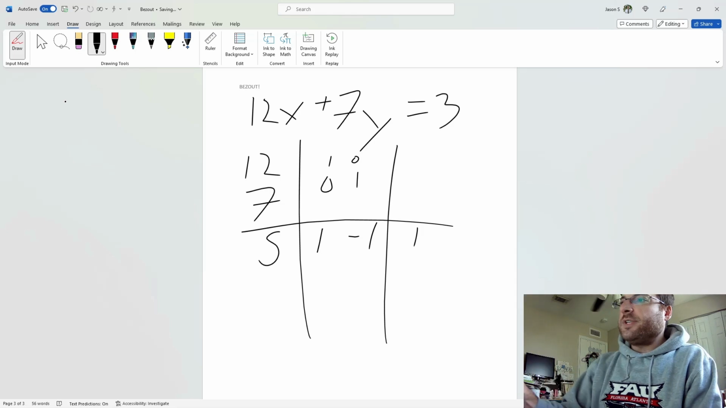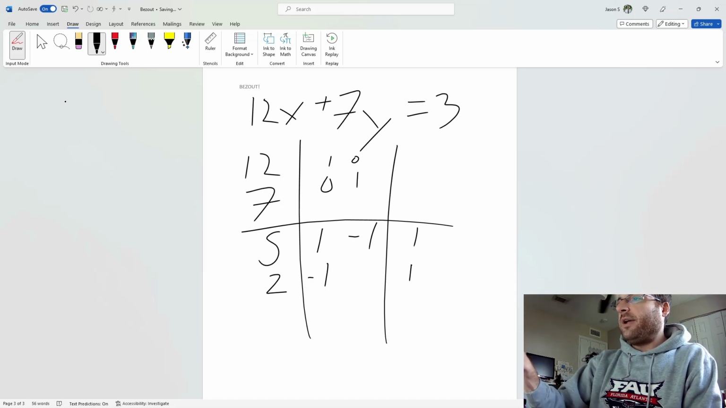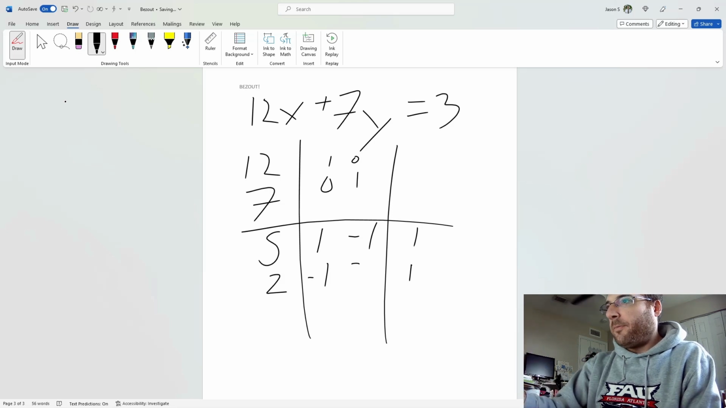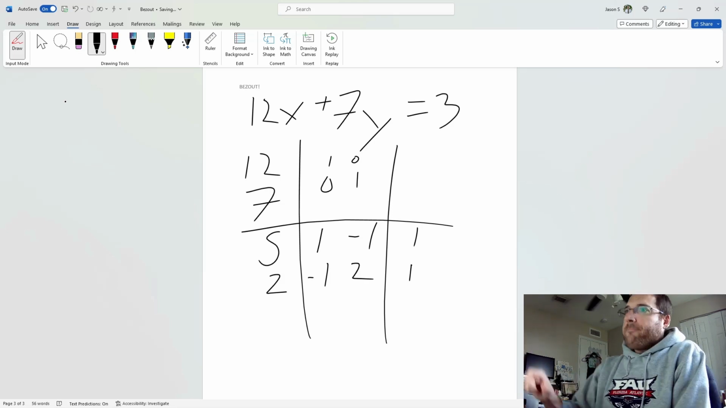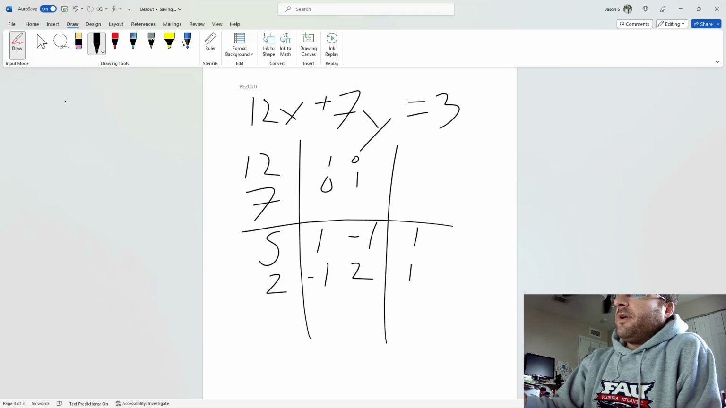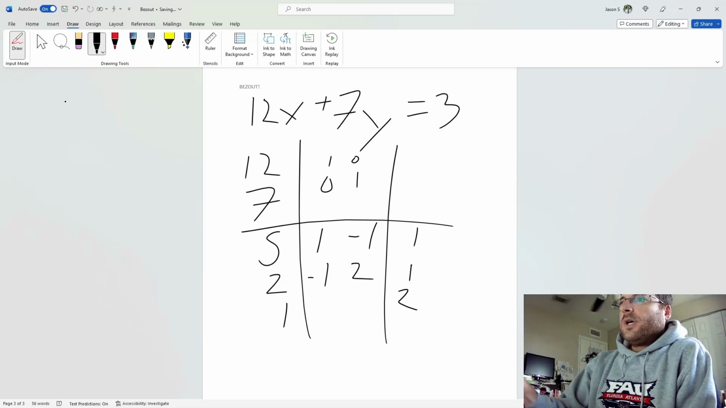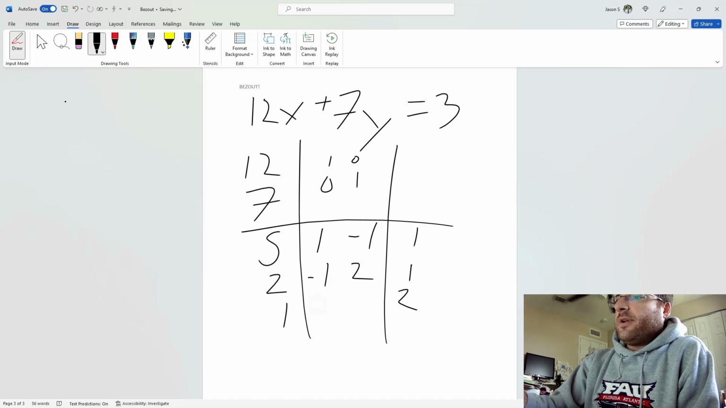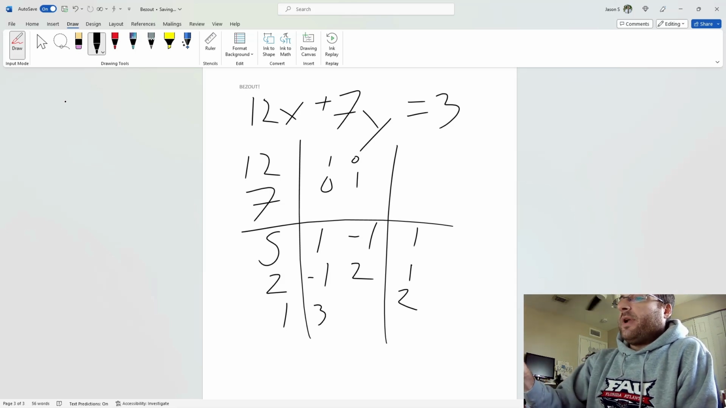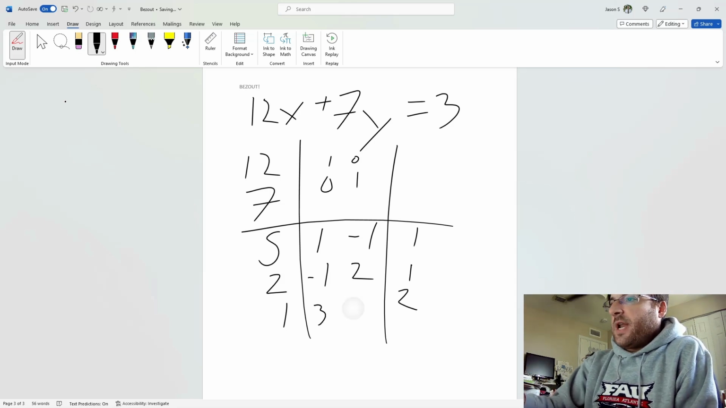Okay? 5 goes into 7 once, 2 left over, right? This will be negative 1, 1 times 1 minus, and this will be, no, I'm sorry. Negative 1 times 1 is 1, 1 minus, this will be 2. Okay? 2 goes into 5 twice, right, with 1 left over. Negative 2, 1 minus negative 2 is 3. 4, negative 1 minus 4 is negative 5.